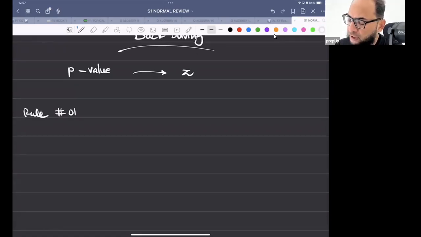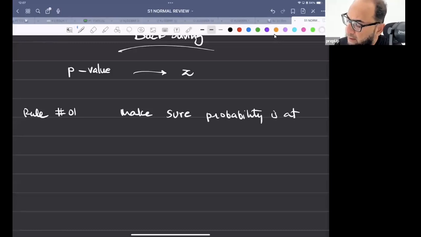That is, make sure probability is at least 50%, 0.5 or above. That is the first thing.